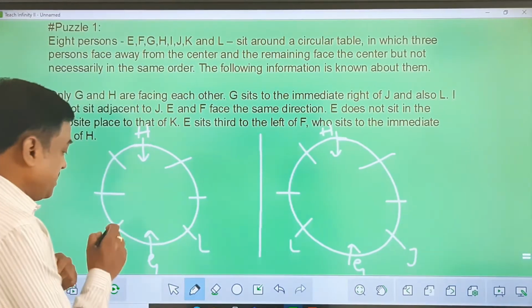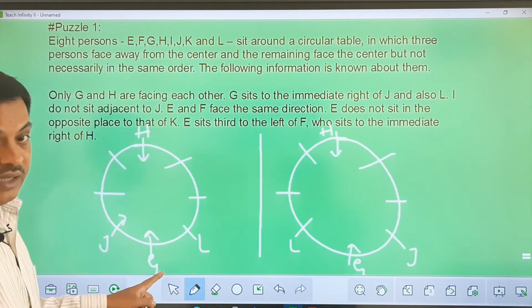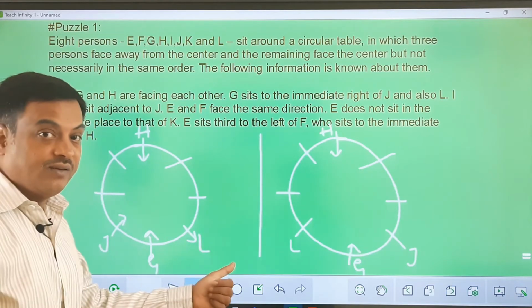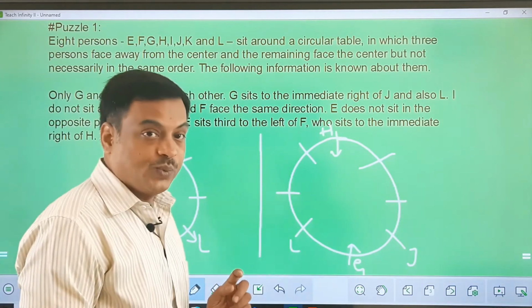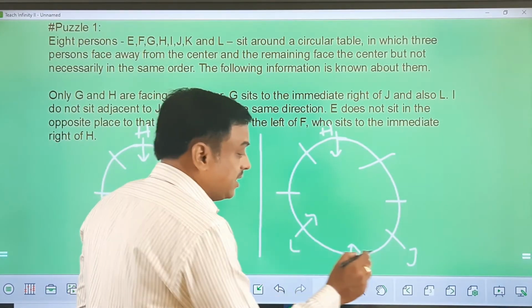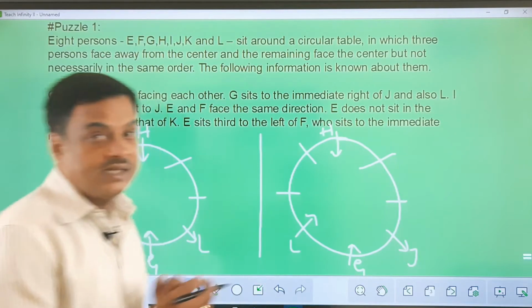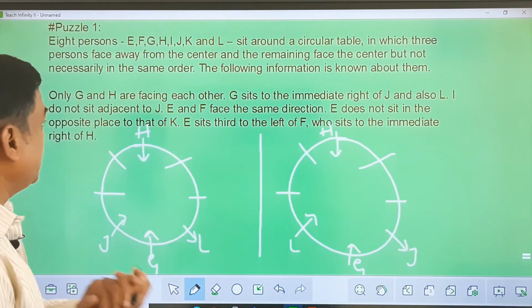side. So that means in this case, if J is facing center, then his right would be G, and L have to face away to the center. Again, with respect to L, G is on the right. Now look at this one, L facing center and J facing away to the center makes sense over here. So as I said, there can be two possible cases which I got.